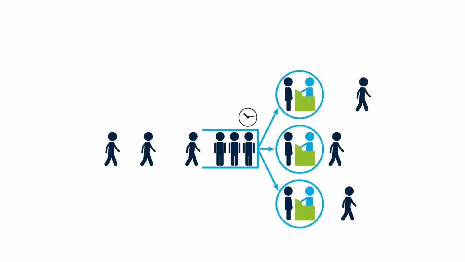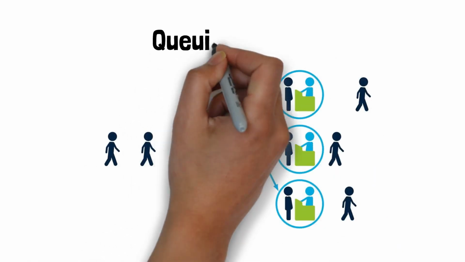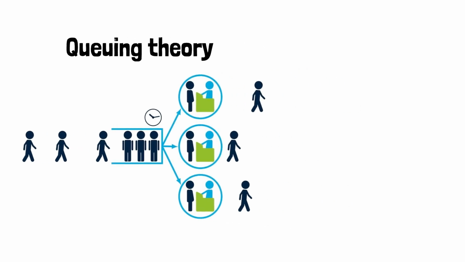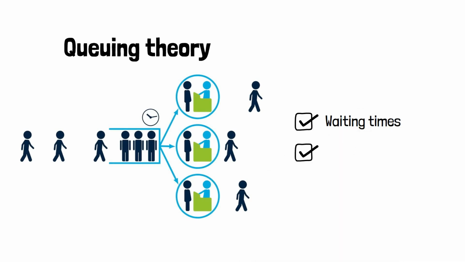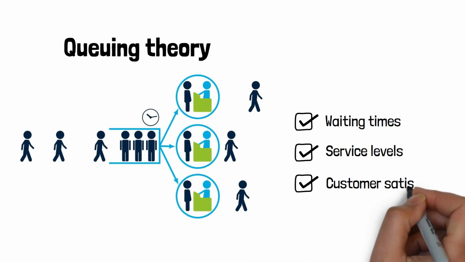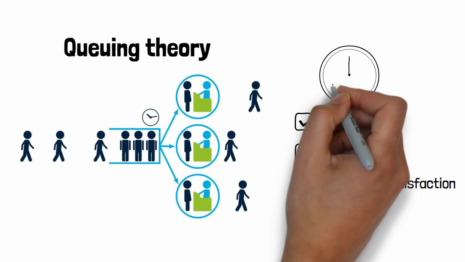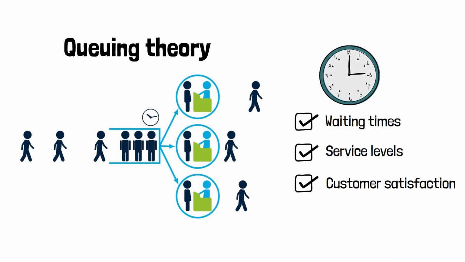In queuing theory, simulation can analyze the performance of service systems by modeling customer arrivals, service times, and queue behavior. This approach helps managers understand the impact of different service configurations and policies on waiting times, service levels, and customer satisfaction. For instance, a bank can use simulation to evaluate different teller configurations and determine the optimal number of tellers needed to minimize customer wait times.